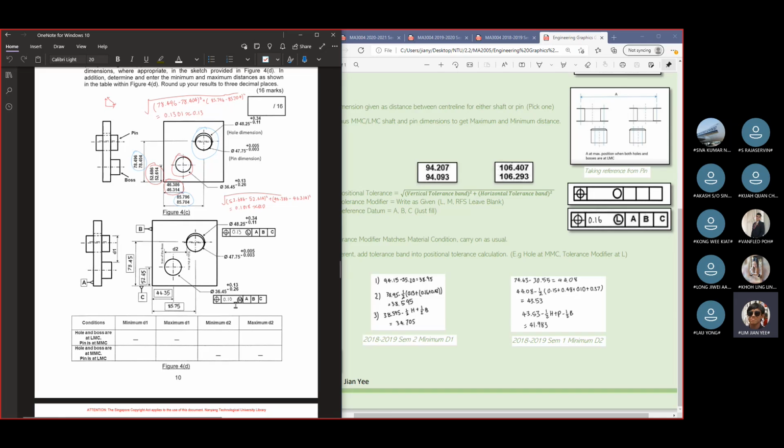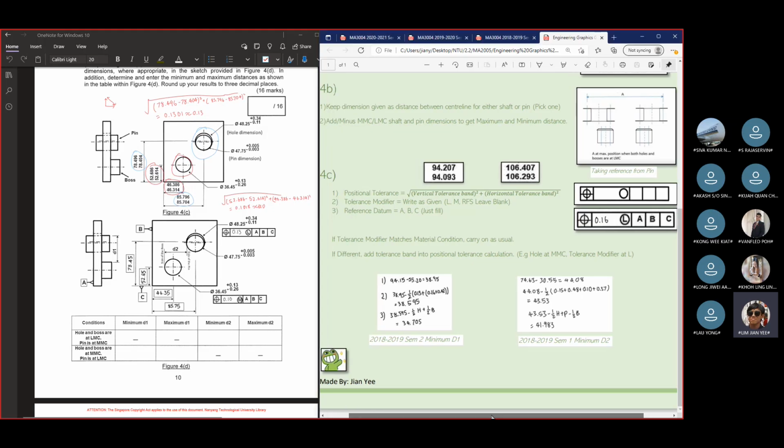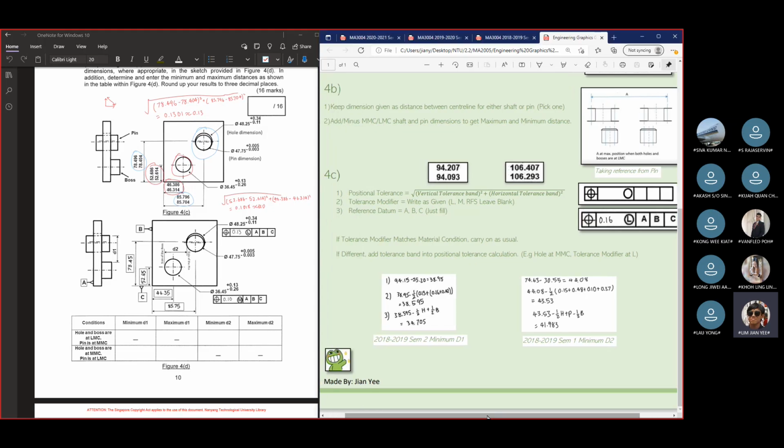Okay. So we've gotten half of the question already. So now to get the other half of the question. Hole and boss are at MMC. Pin is at LMC. Oh no, what should I do now? Don't panic. You can refer to this sheet first, but do try to remember it by heart by the time the exam comes. So okay, step 1.